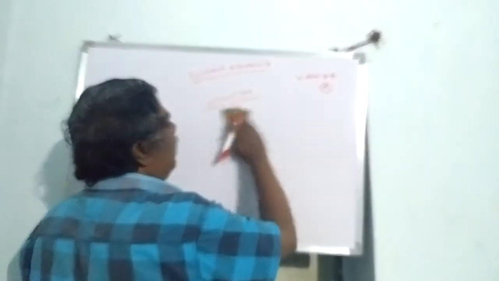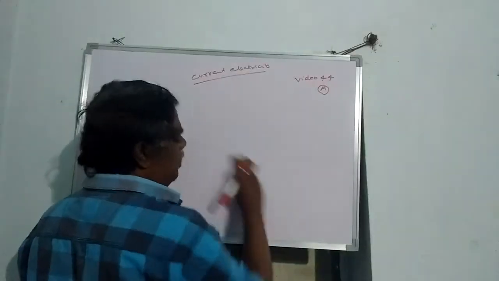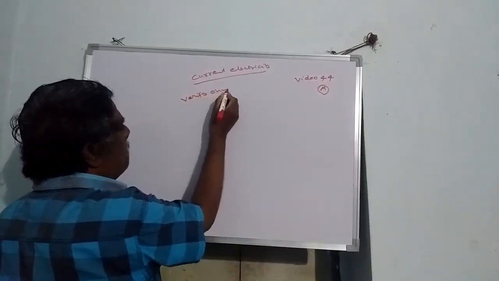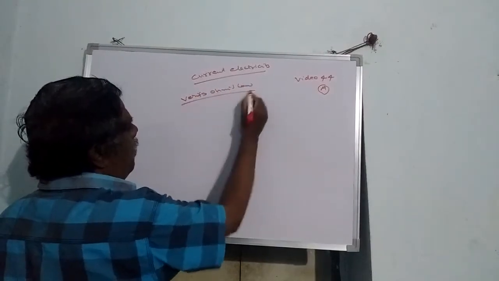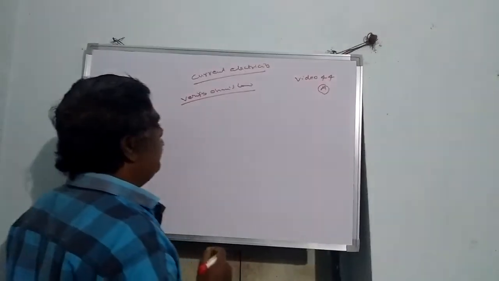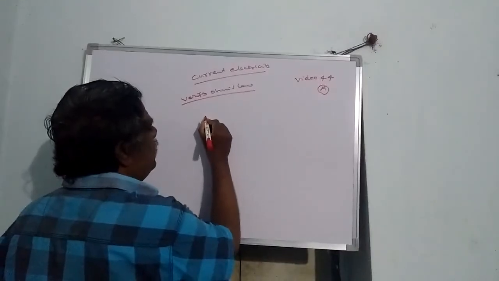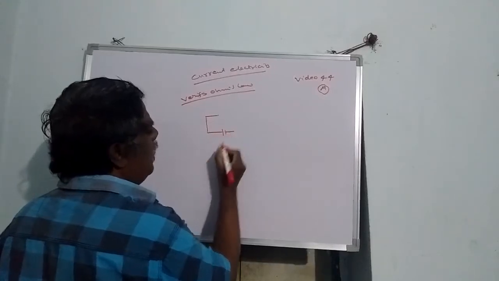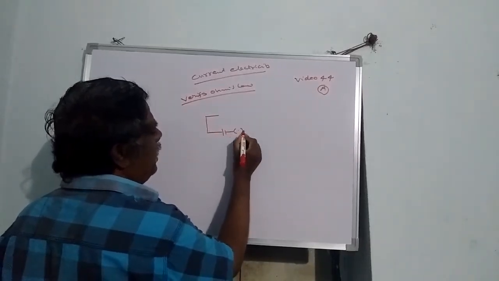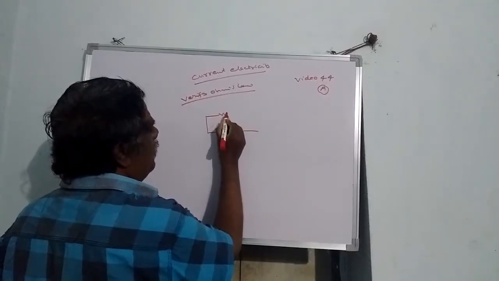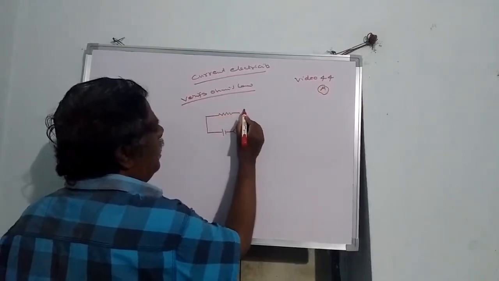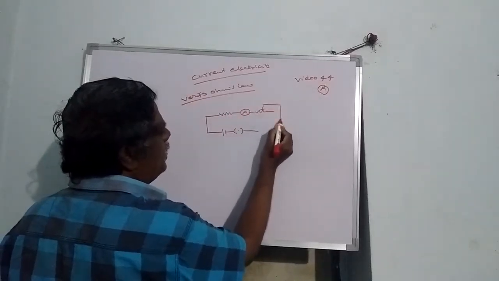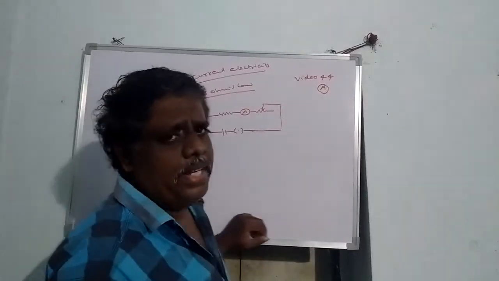So what is the Ohm's law circuit? How can you verify Ohm's law? What are the apparatus required to verify Ohm's law? This is the simple circuit to verify Ohm's law. There is a cell or battery, a key, a resistor, an ammeter, and a rheostat or variable resistance. All of them are connected in series.